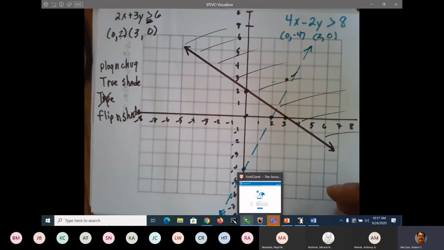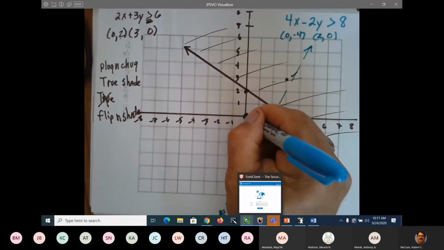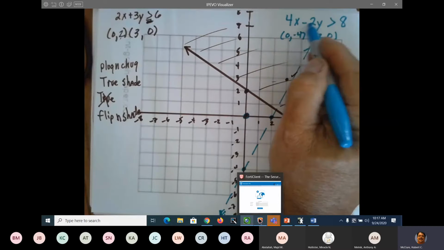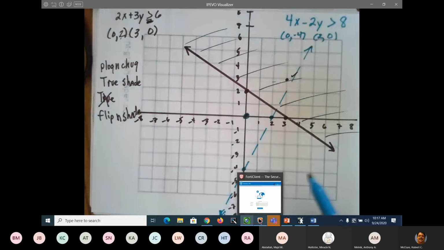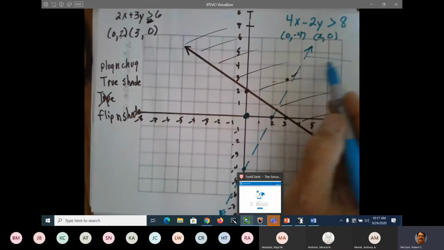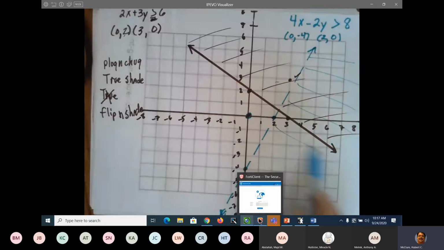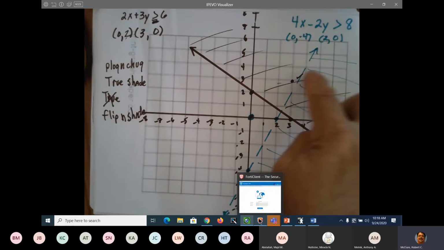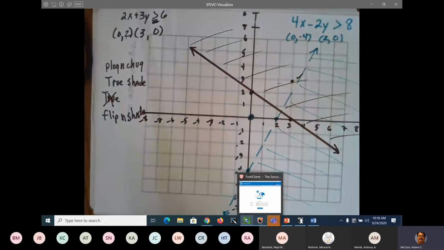Again, I'm going to pick 0, 0 because it's easy math. Is 0 greater than 8? No. So I flip to the other side and I shade this side. Now somebody tell me where the two shades overlap. They overlap right over here. So I'm going to shade that in, and that's going to be called the feasibility region.